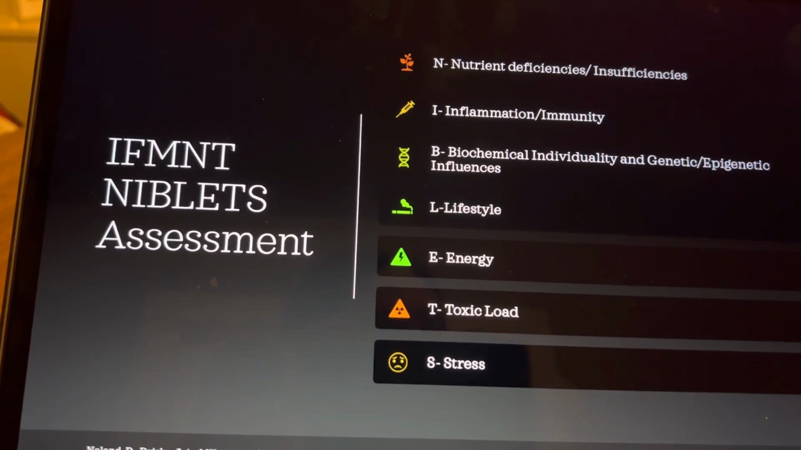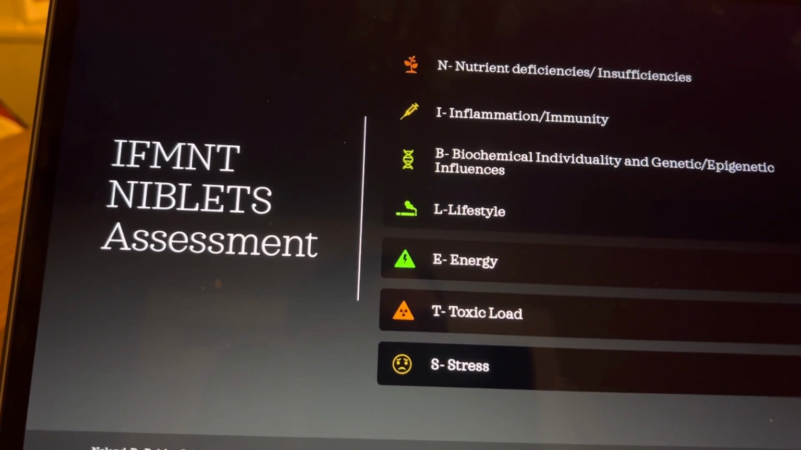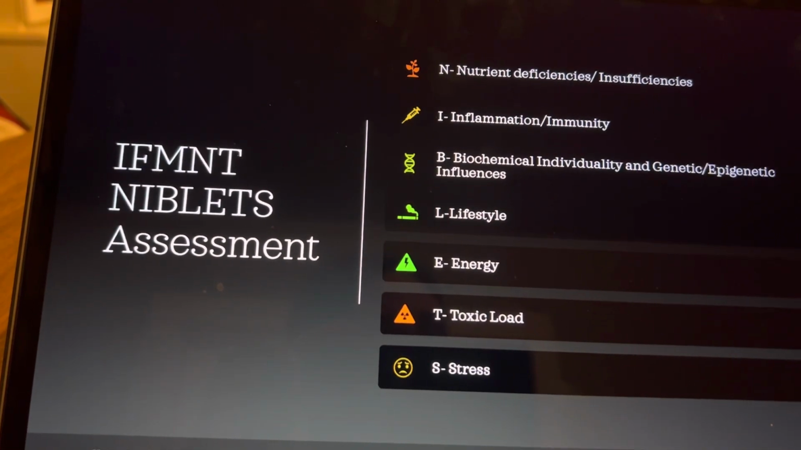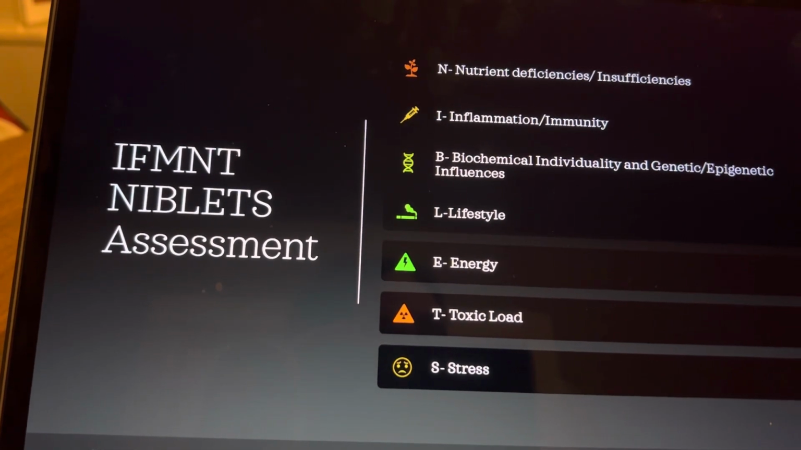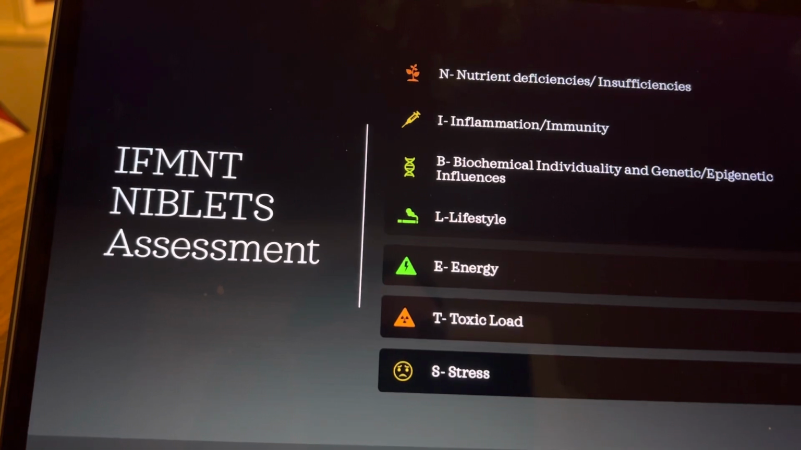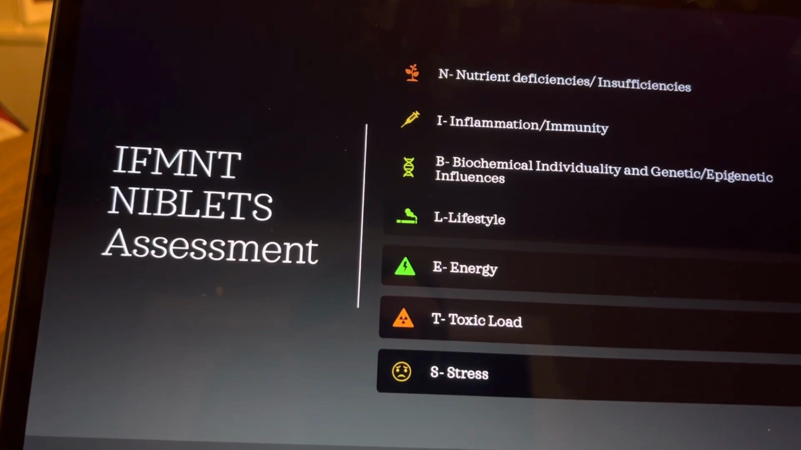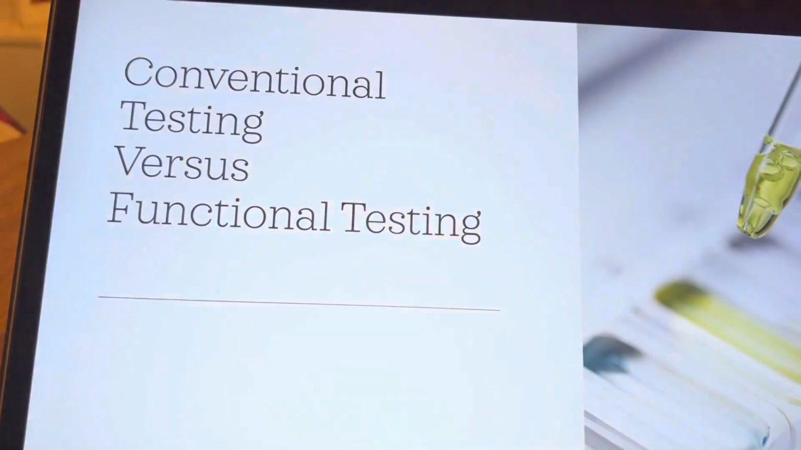The S assesses the patient's stress. The stress for a patient with IBS may already be evaluated in the lifestyle assessment. However, it must be evaluated for how the body is maintaining the microbial gut-brain axis.